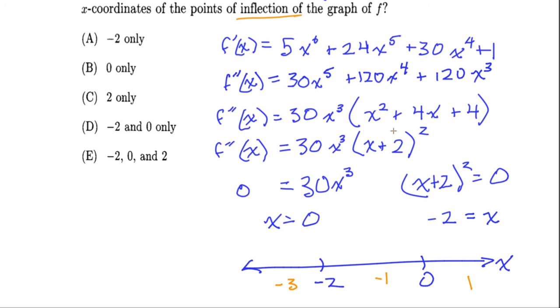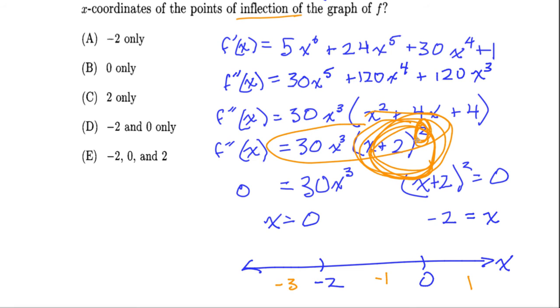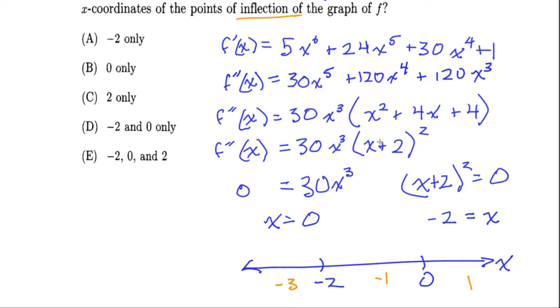When I check negative 3, I'm plugging into this factored form right here as much as possible. Something cubed will always take the sign of whatever you have. And this thing right here will always be positive because it's always squared. So don't worry about this x plus 2. You're only looking at this x cubed. So when I plug in a negative 3, it's going to take the sign of the negative. So this is going to be a negative.